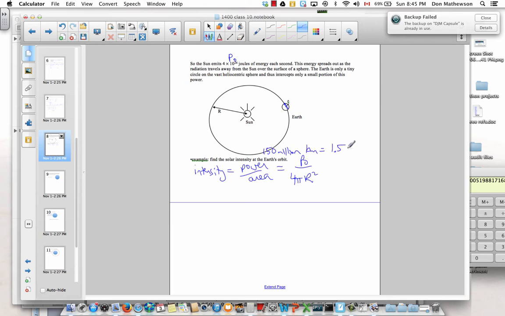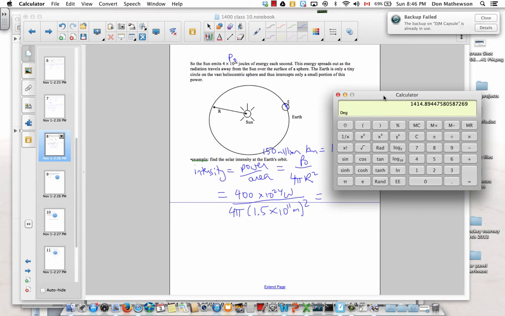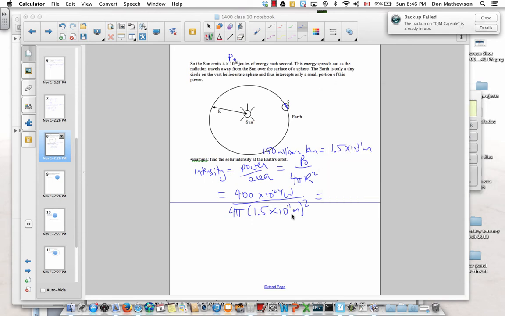It's 1.5 times 10 to the 11 meters. So we put in the 400 yottawatts, or the 400 times 10 to the 24 watts, or 4 times 10 to the 26 as it's given up there. And then we divide by 4 pi, 1.5 times 10 to the 11 meters squared. And let's just pause and calculate that. And we see that that works out to about 1,400 watts per square meter.